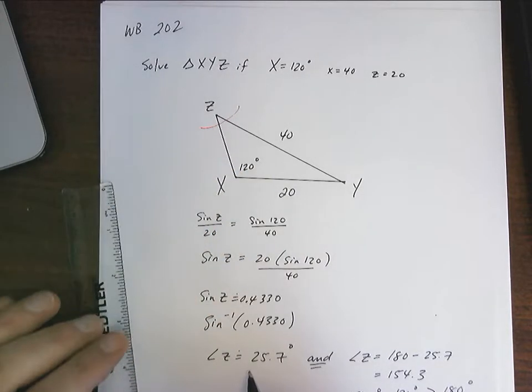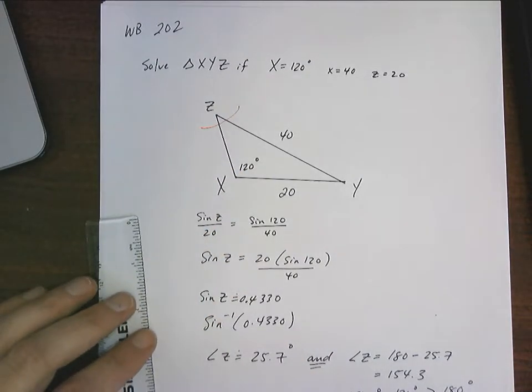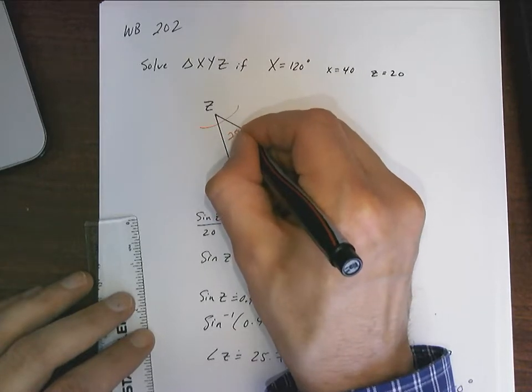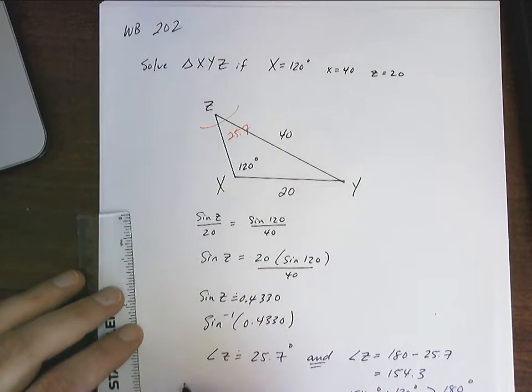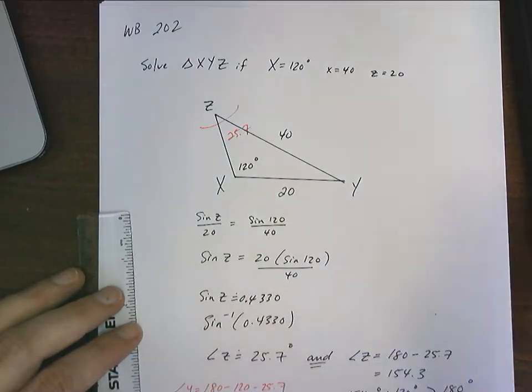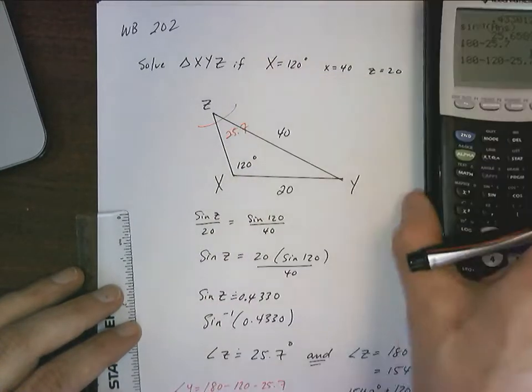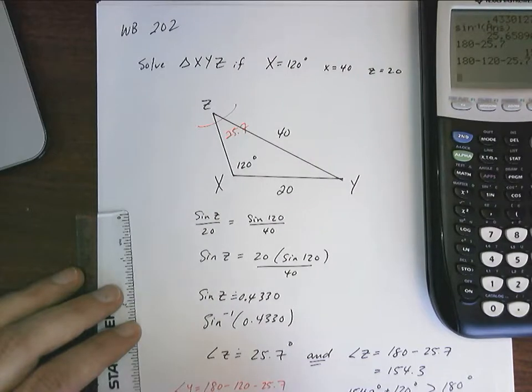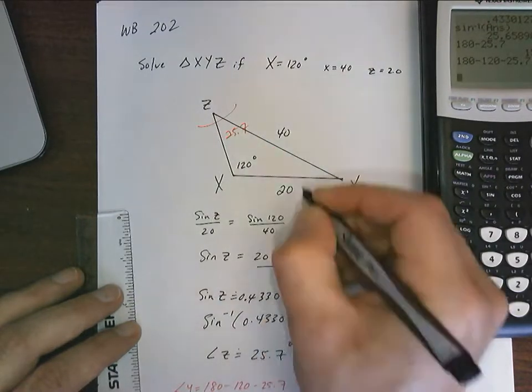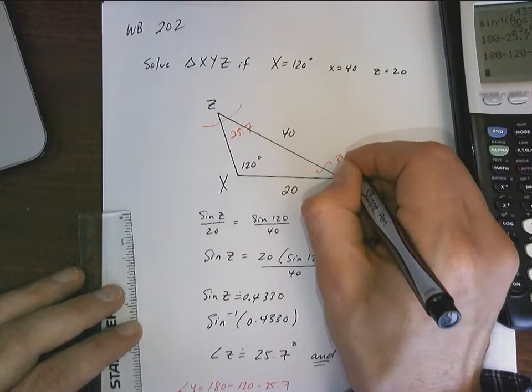And that's this triangle, and then you would just continue to solve this triangle. So that would be 25.7. Angle Y would then be 180 minus 120 minus 25.7. And you would get angle Y is equal to 34.3 degrees, which would be here.